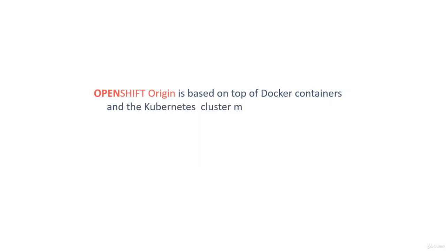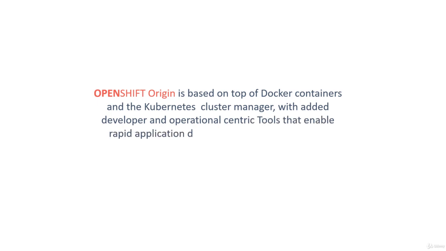OpenShift Origin is based on top of Docker containers and the Kubernetes Cluster Manager, with added developer and operational-centric tools that enable rapid application development, deployment, and lifecycle management. To understand OpenShift Origin, we need to first understand Docker, Kubernetes, and the set of add-on tools provided by OpenShift.